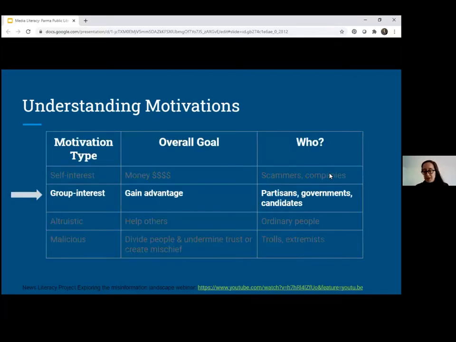So the next is group interest. And this is when a group basically wants an advantage over other groups. And usually it's governments, partisans, candidates, a group organization like that. It can also be a non-government organization too. We've seen a lot of that lately in the news. People sending out a lot of information to gain advantage for their particular organization.